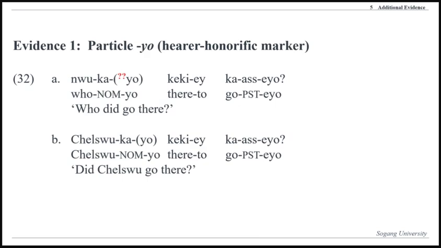In section 5, we provide additional evidence to support our proposal. The first evidence is about particle yo in Korean. If the particle yo is attached to the WH element, as in 32A, the sentence becomes very degraded. 누가요 거기에 갔어요? But it's natural for non-WH element, as in 32B. 철수가요 거기에 갔어요? Like this.